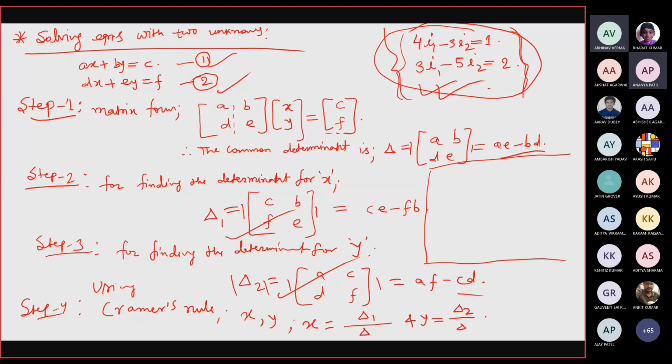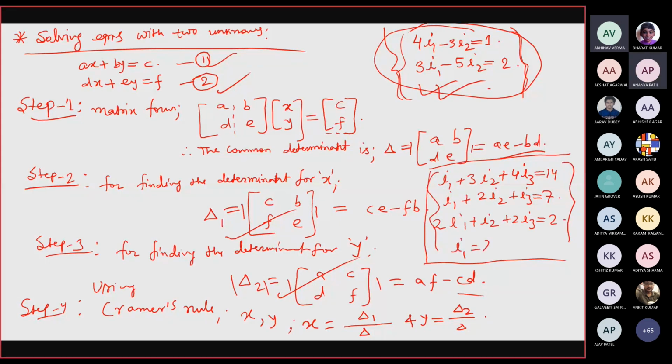I will just give you 3 equations, like I1 plus 3I2 plus 4I3 is equal to 14. Then I1 plus 2I2 plus I3 is equal to 7. And third one is 2I1 plus I2 plus 2I3 is equal to 2. So these are 3 equations.